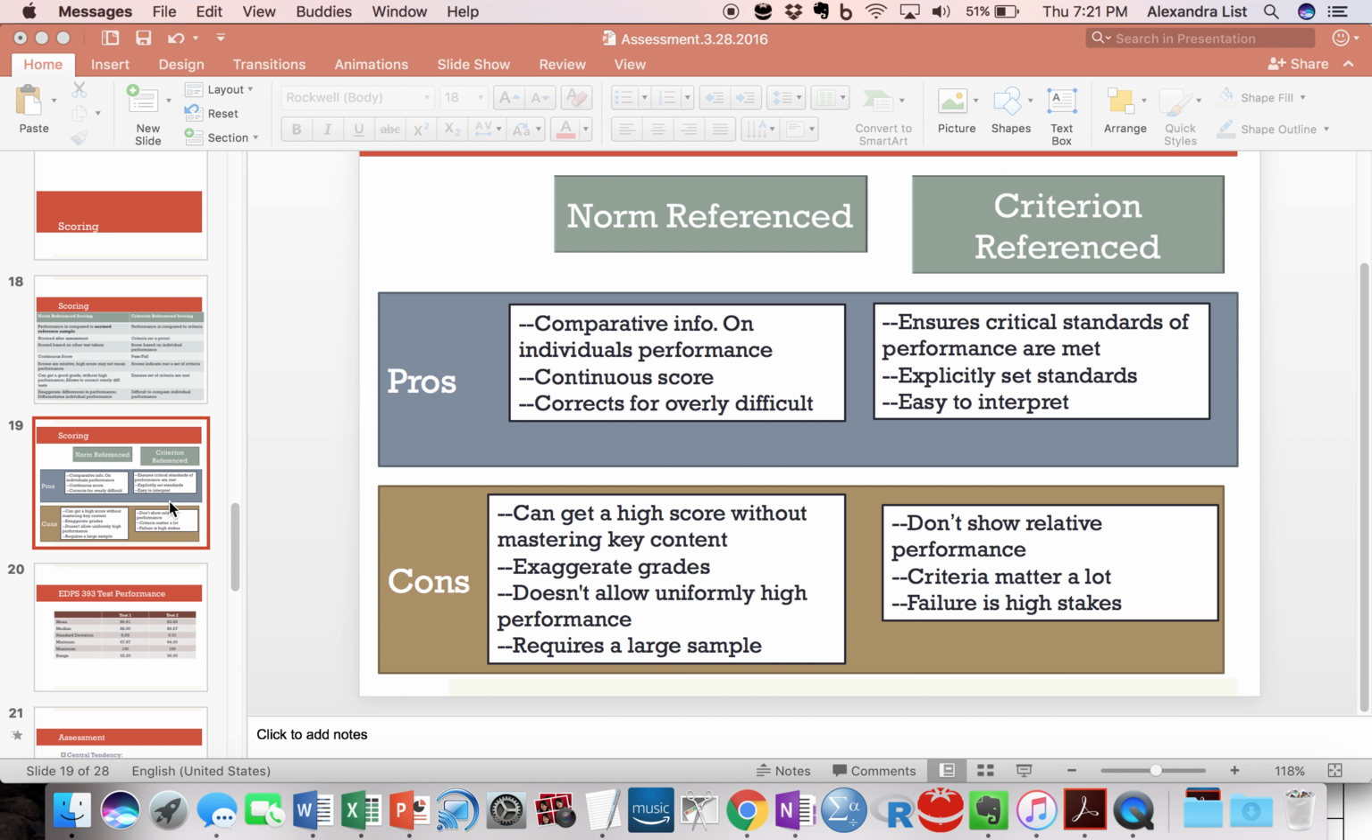So moving on from criterion and norm reference scoring, like we said, a lot of times we don't see these in the classroom.